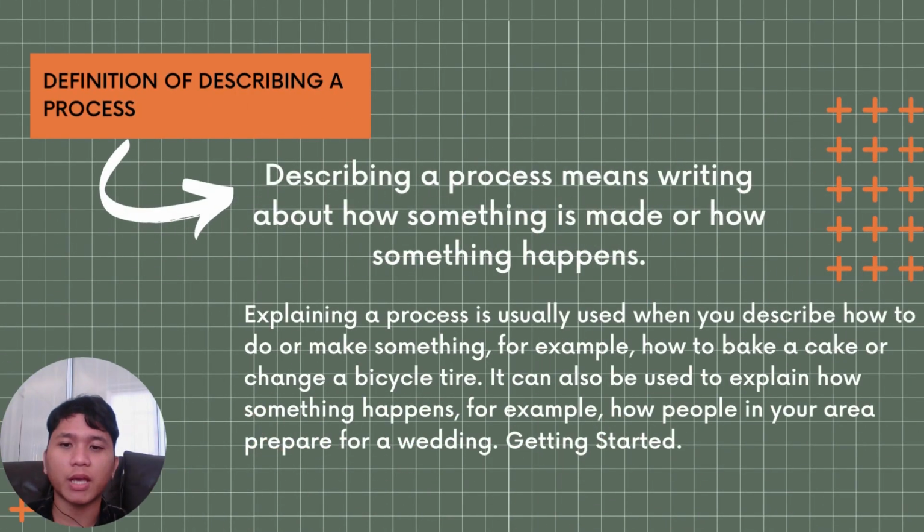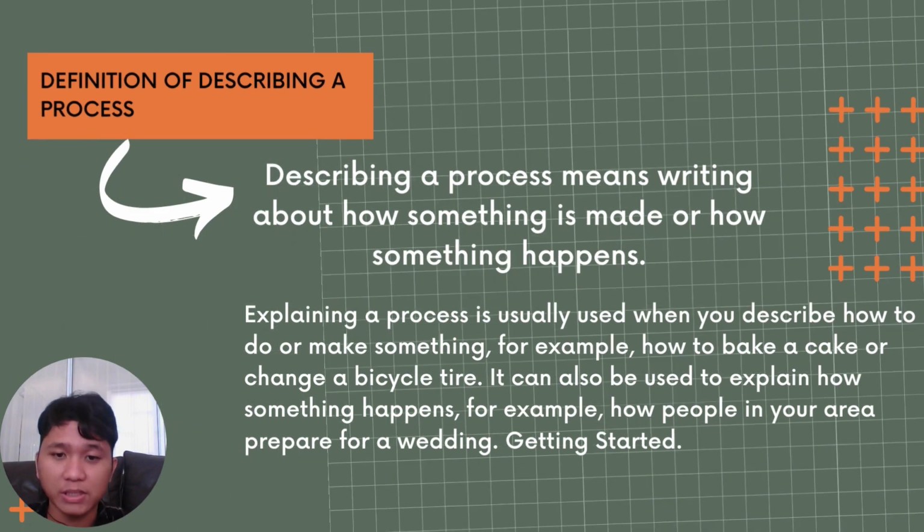a process. So, the definition of describing a process: I think describing a process has a similar meaning to procedures. Describing a process means writing about how something is made or how something happens. It is usually used when you describe how to do or make something, for example, how to bake a cake or change a bicycle tire, and it can also be used to explain how something happens.